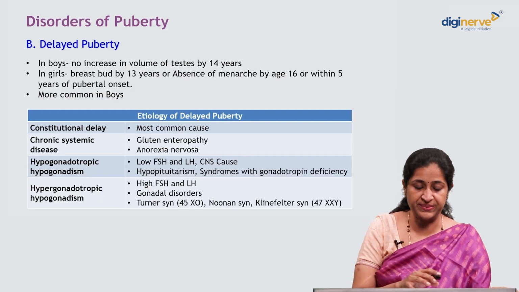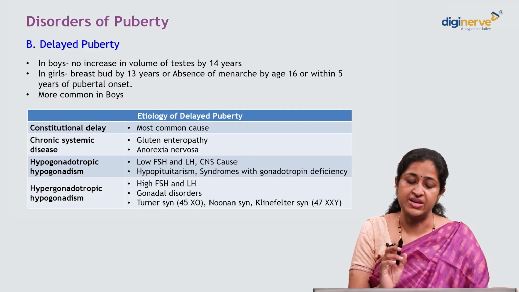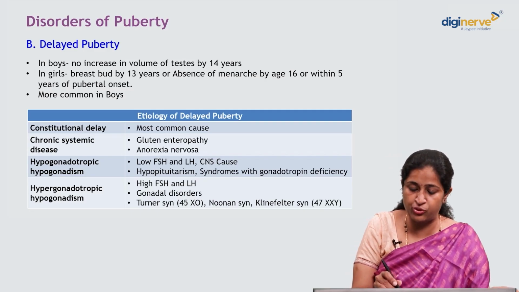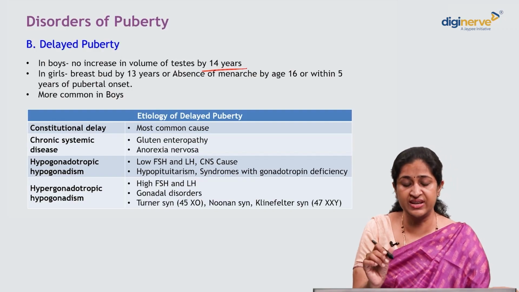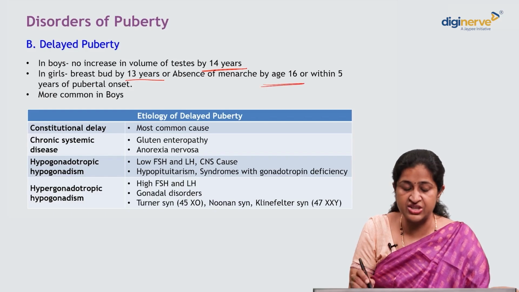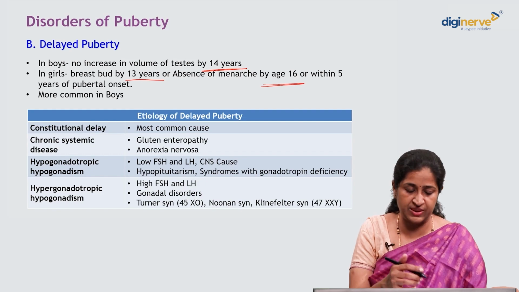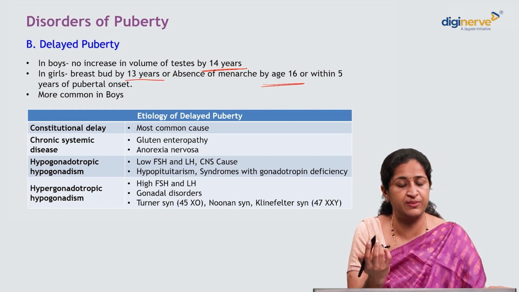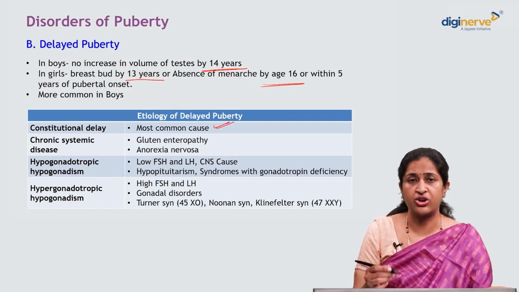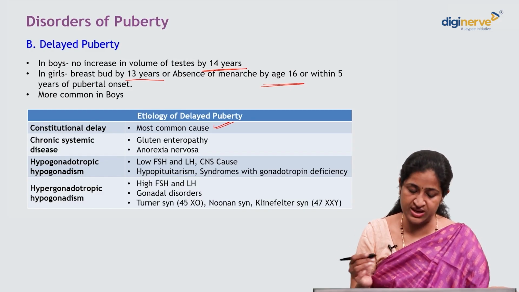Coming to delayed puberty, in boys, if there is no appearance of secondary sexual characters, as evidenced by increase in the volume of the testis by 14 years, or in girls, absence of breast bud by 13 years or menarche by 16 years or within 5 years of puberty onset. This is the definition for delayed puberty. Delayed puberty is more common in boys than in girls. Constitutional delay is the most common cause. Chronic systemic diseases like gluten enteropathy, anorexia nervosa are the causes.